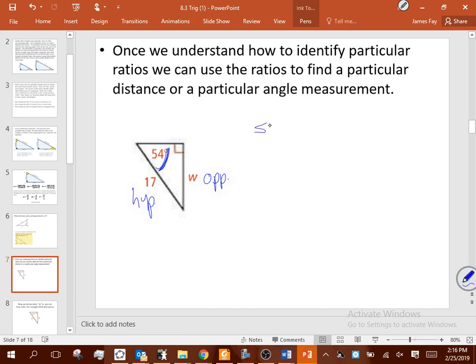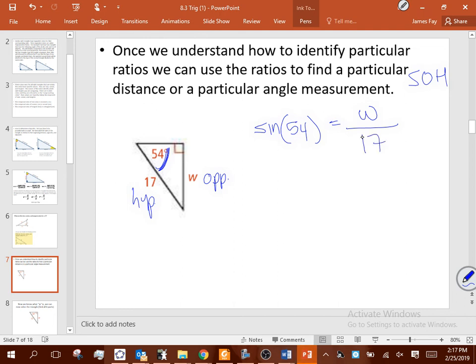Okay, so we call it sine though, right? So sine, when I open that parenthesis, what goes in that parenthesis? 54. It's the angle that I defined all my sides off of. And you said sine is equal to, what was the ratio? You said SOH, right? So opposite would be what? W. Hypotenuse would be 17, right?